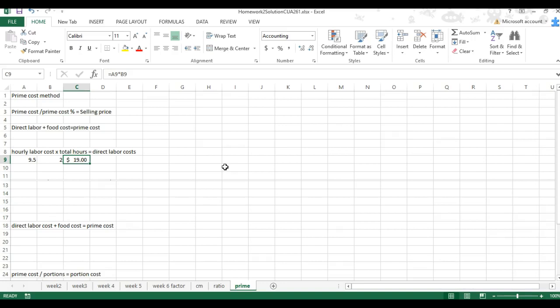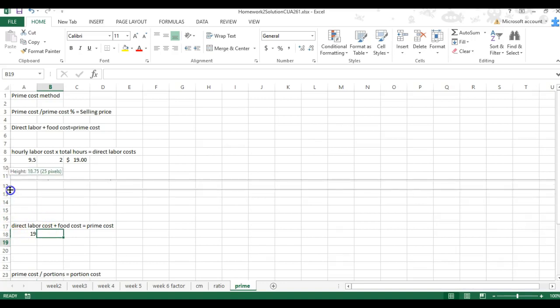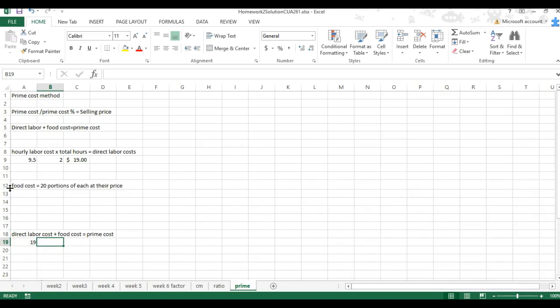The next step is we want to find our prime cost. We have our direct labor cost, which we know is $19, and then our food cost. In the book, they give you what the food cost is, but I did not give you that information. You have to do a little more math because the recipe for the assignment is 20 portions. So we need to figure out for each item how much the cost is going to be, because we have the cost per portion and we need to find it for 20 portions.